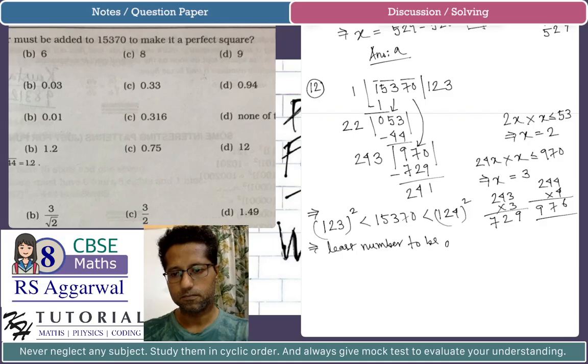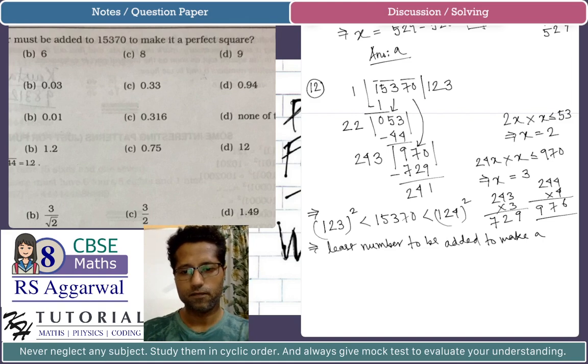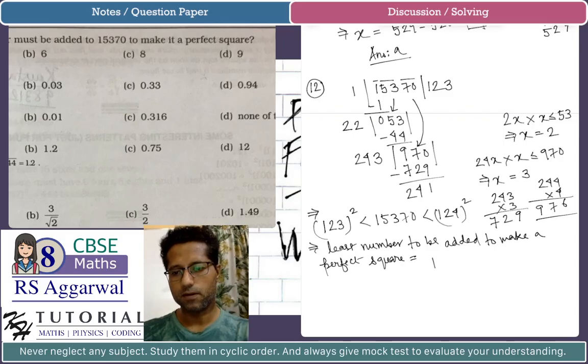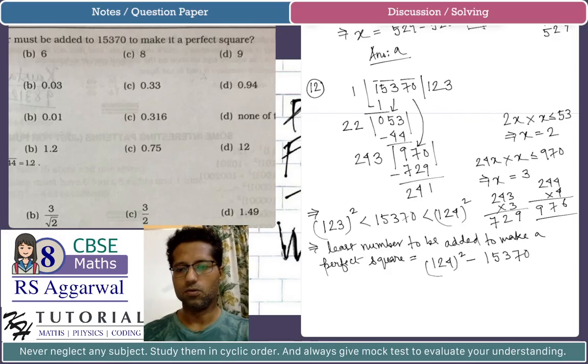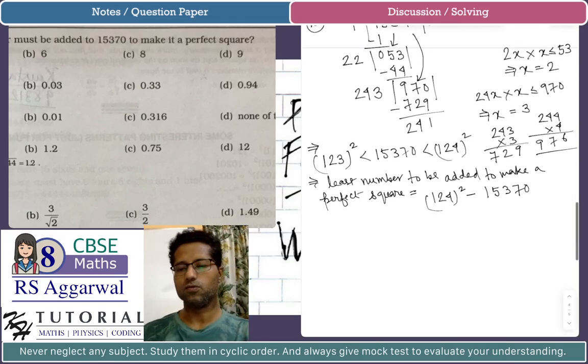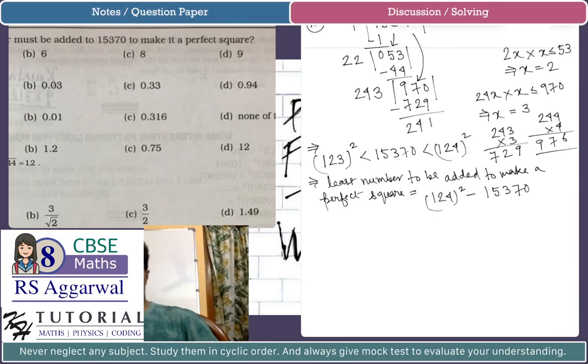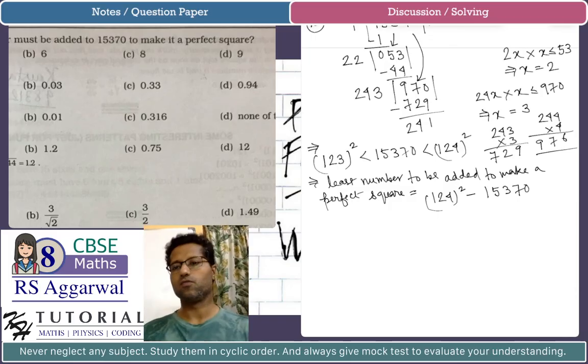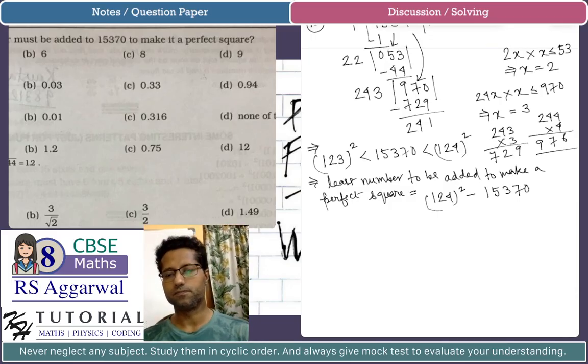So this will imply that the number to be added to make a perfect square will be equal to 124 square minus 15370. Now we have to find what is 124 square. For squaring a number, you should be very familiar and quick.